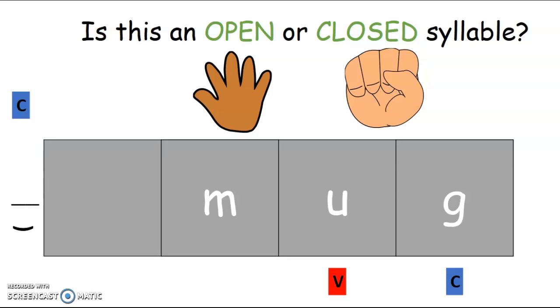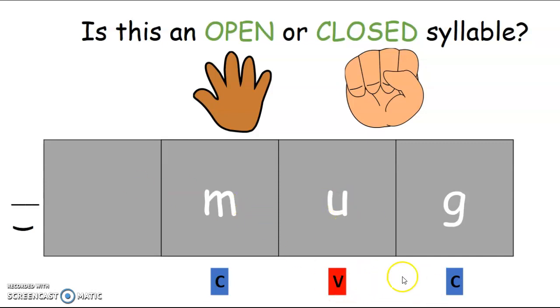Well, let's go ahead and label our M so we know if the M is a vowel or a consonant. It is a consonant, so we're going to label it as a consonant. Now let's look, boys and girls, and let's think about this. We know we have a CVC word. We know that we have our vowel U followed by a consonant G.